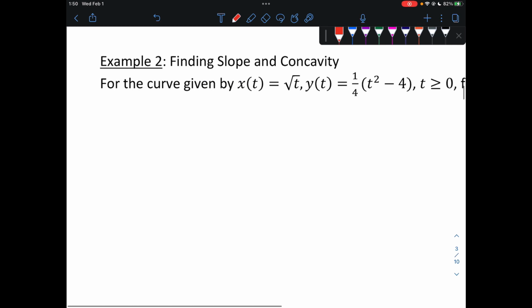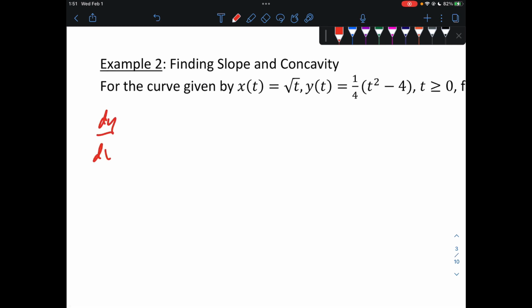All right, so the slope comes from the first derivative. So dy/dx equals dy/dt over dx/dt. So that's going to be, if you think of this as t squared over 4 minus 1, it's going to be 2t over 4, so t over 2, minus 0, divided by 1/2 x to the negative 1/2. So you can write this as t over 2 over 1 over 2 root t. Sorry, I'm putting x's there, t's.